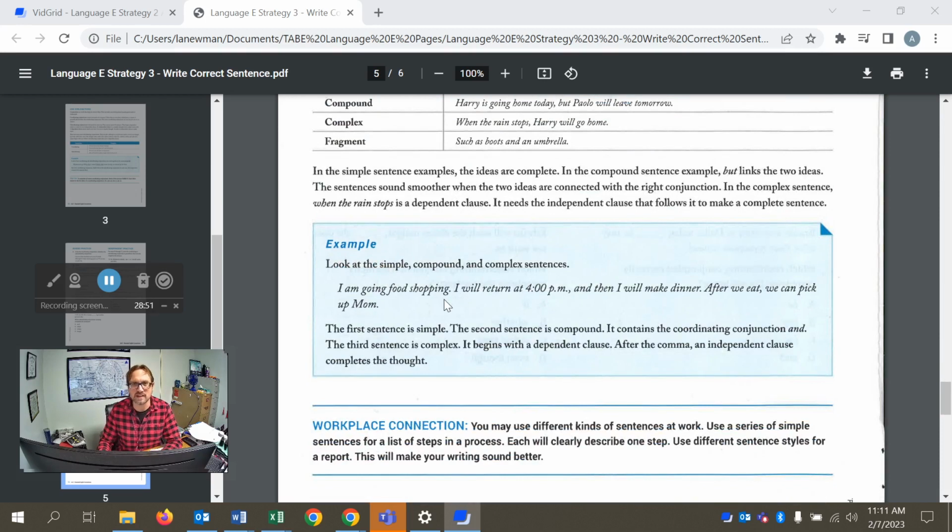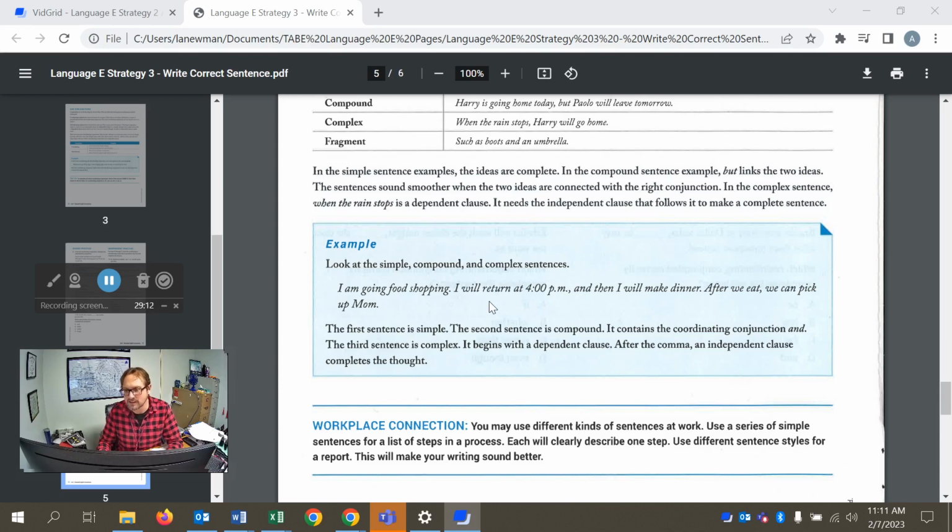I am going food shopping. Simple sentence. The subject is I. The verb phrase is am going. Our second sentence: I will return at 4 p.m. and then I will make dinner. So we have a compound sentence here. I will return at 4 p.m. is an independent clause. Subject I.